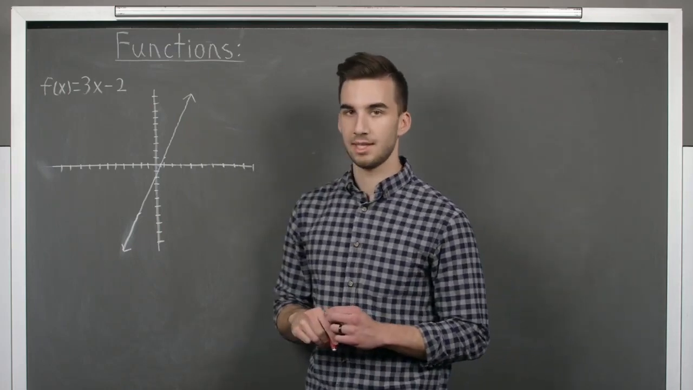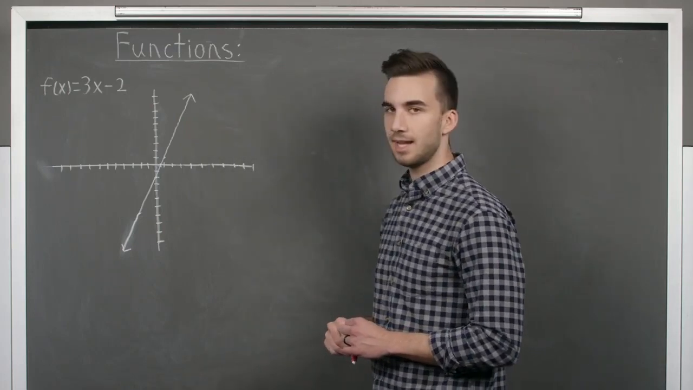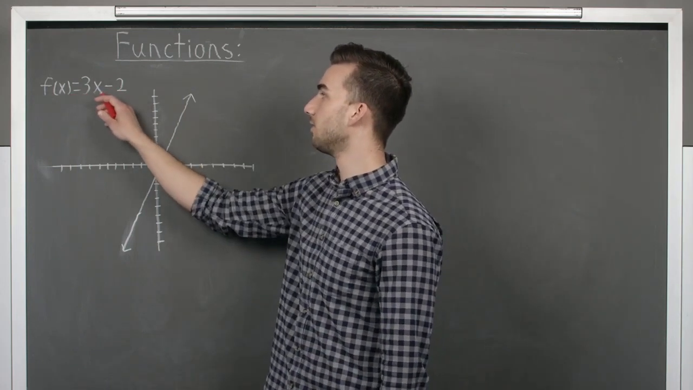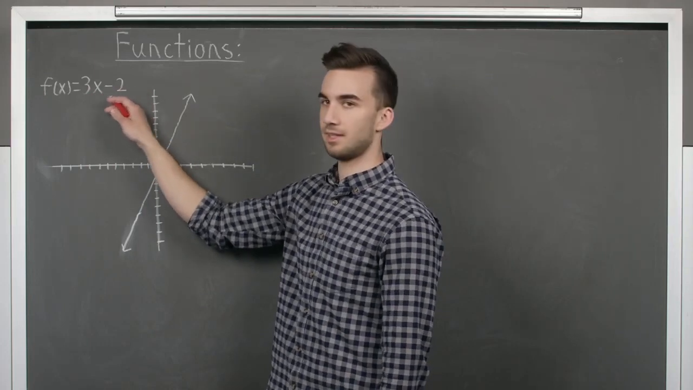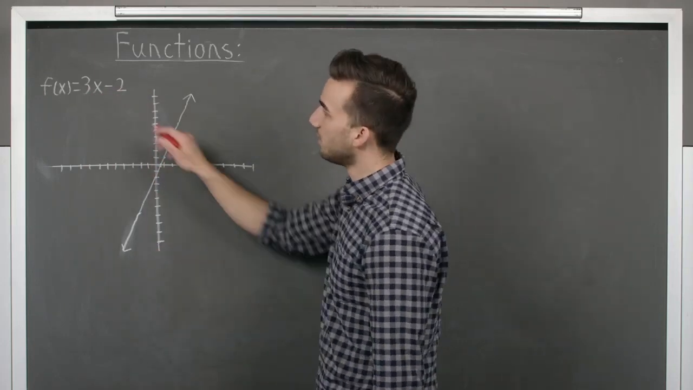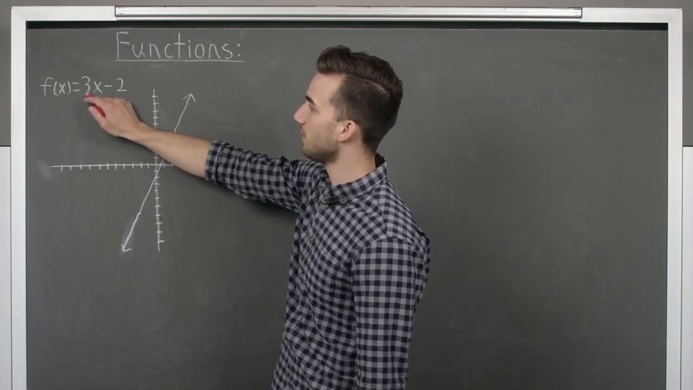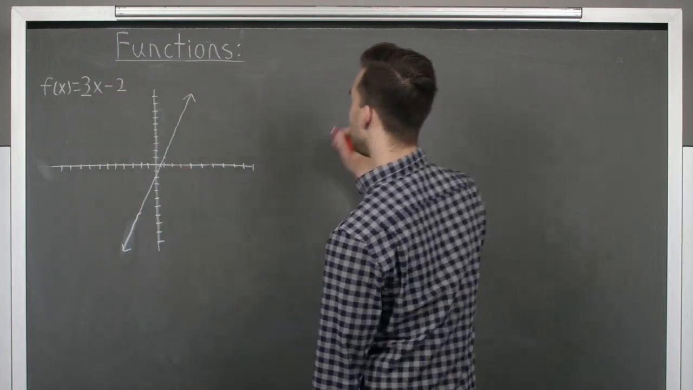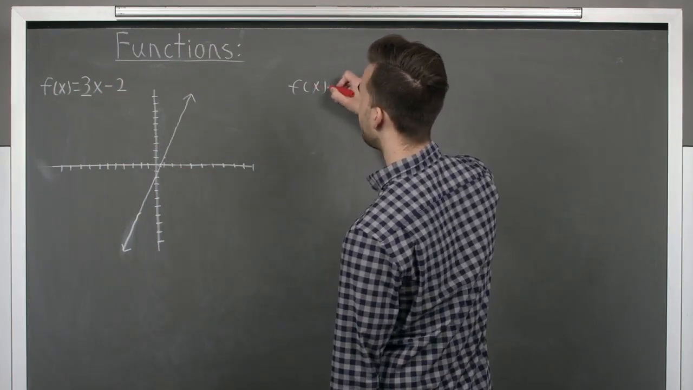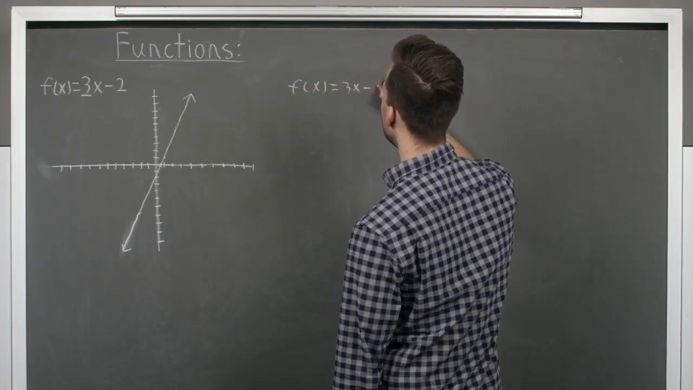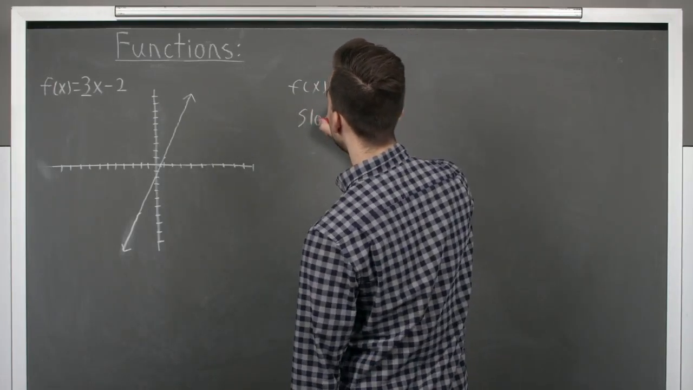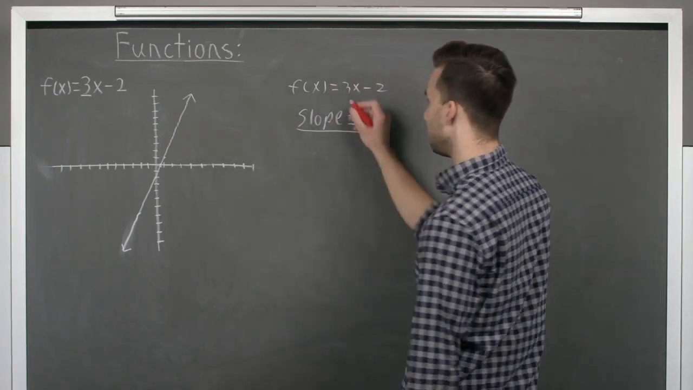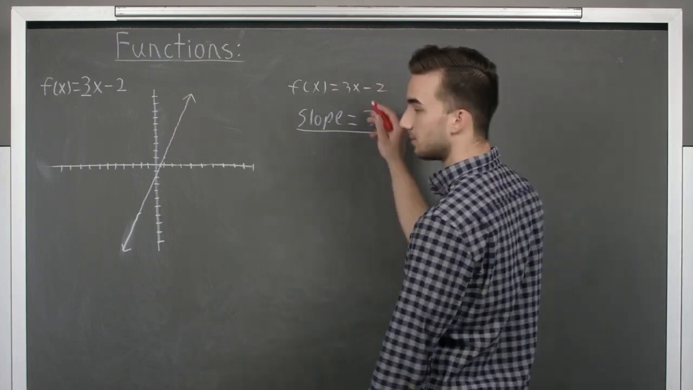So slope is the steepness of a function, and an easy way to find it is if you have a function in the form like this, where you only have one x and nothing else is multiplied by x, you know that the slope is going to be the coefficient of x, meaning the number that is multiplied by x. So in this function, f of x equals 3x minus 2, slope is equal to 3, because there's nothing else multiplying by x.